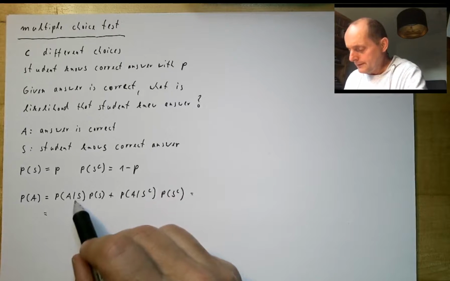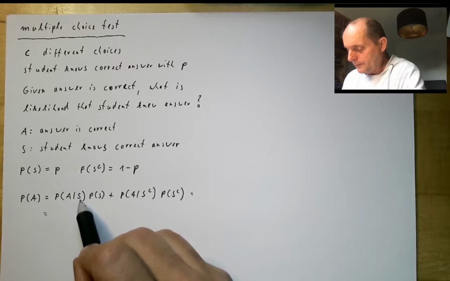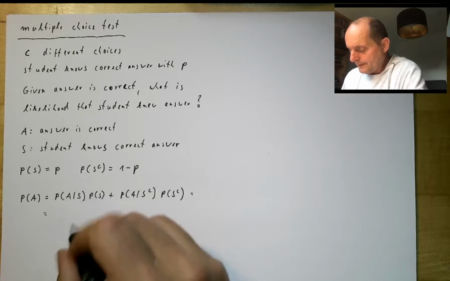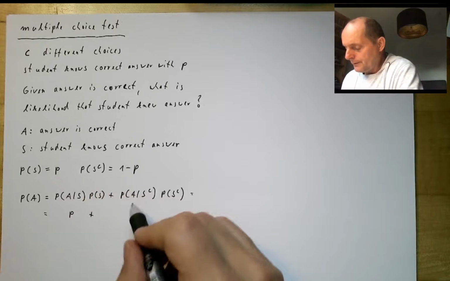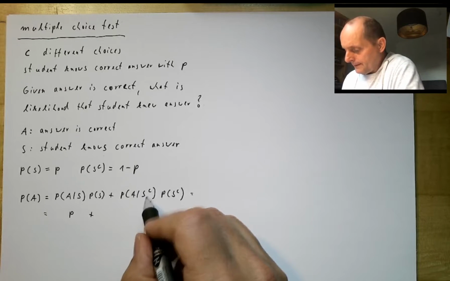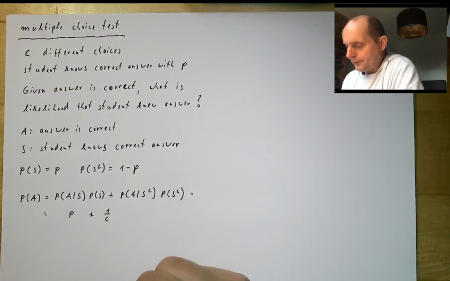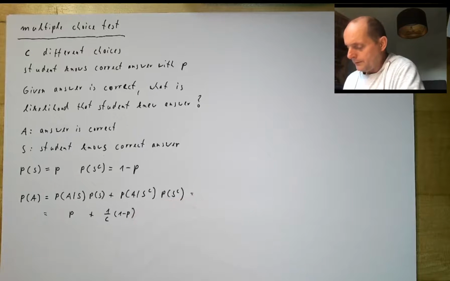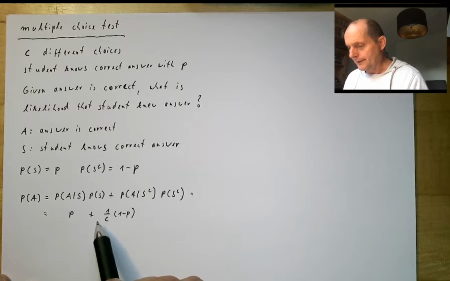So now how do we calculate this? Of course, the conditional probability that the answer is correct when the student knew the answer is 1. And this here is P. Then we have to say what's the chance that the student gives the correct answer even though he didn't know the answer. That depends on the number of choices, so it should be 1 over the number of possible choices, multiplied with the probability that the student didn't know the answer. So here we have the probability to have a correct answer.